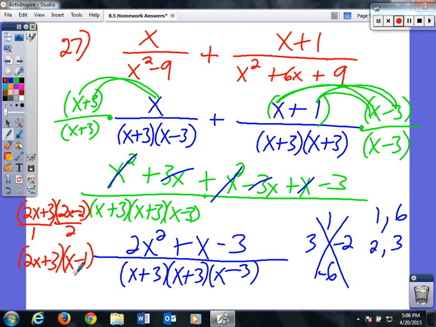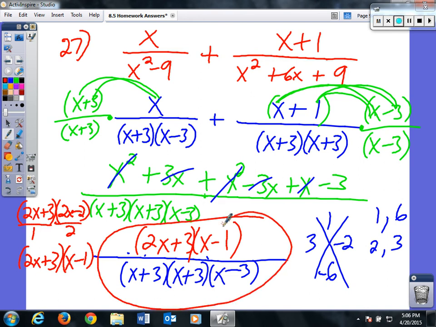So I could replace the top of this fraction with 2x plus 3 and x minus 1. And you can see there's nothing to factor, or there's nothing to cancel. So that is as far as we can go.